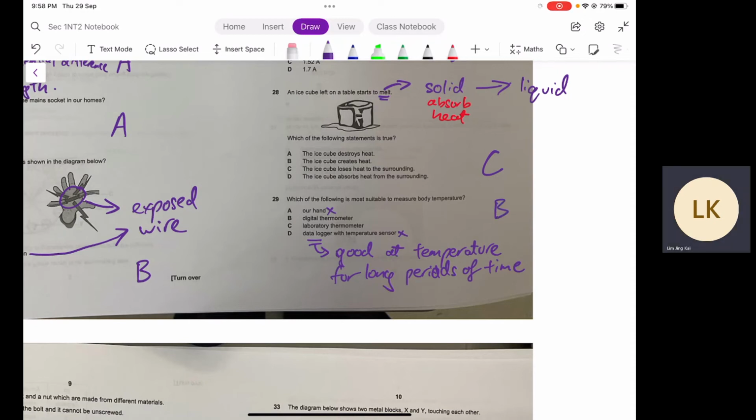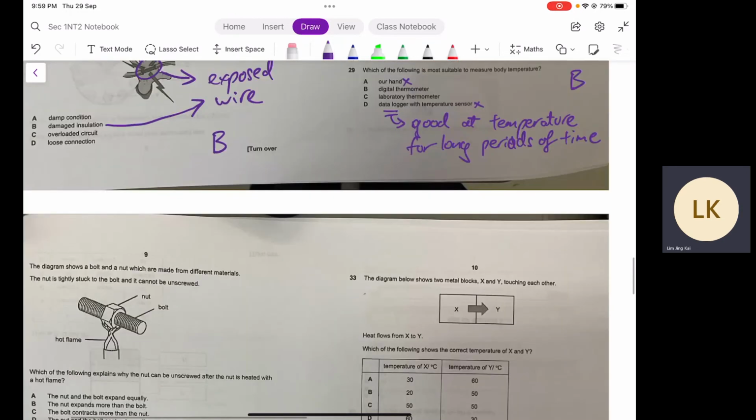Why can't the laboratory thermometer do the job? Basically, a laboratory thermometer is usually very slow because it measures a wide range of temperatures as well. So it may not be the best option.